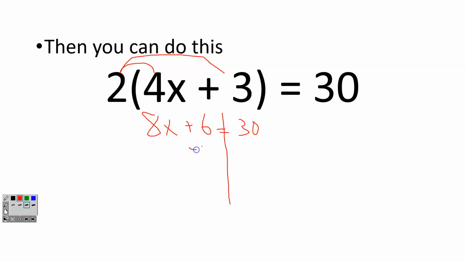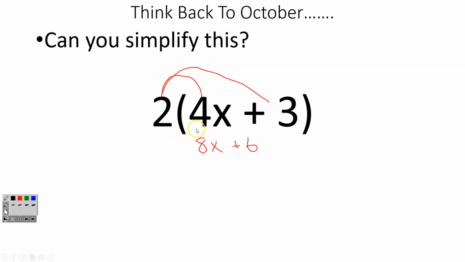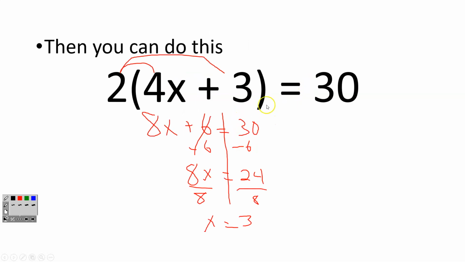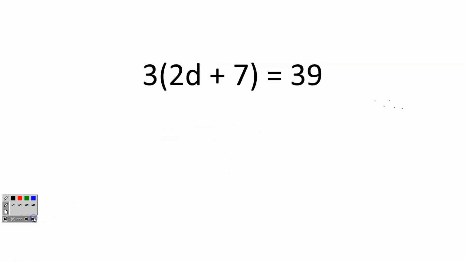Draw your fence. We're going to subtract 6 from both sides. That gives me 8x left on this side. 30 minus 6 gives me 24 on this side. Divide by 8. Which gives me an answer of x equals 3. So a multi-step problem, the process is still the exact same as what you've learned. You still do distributive. When you do distributive, rewrite it, and now you have a two-step equation.